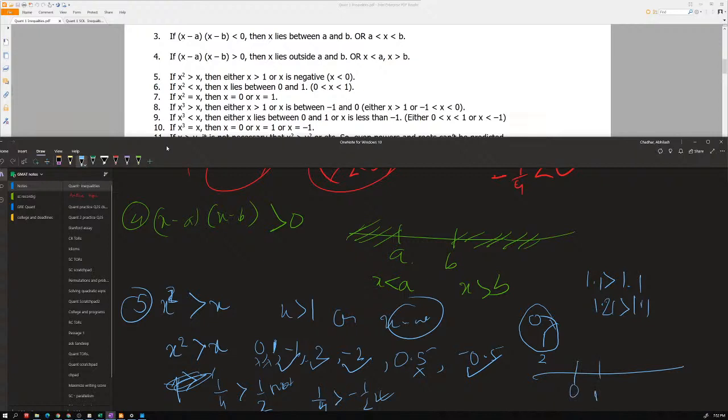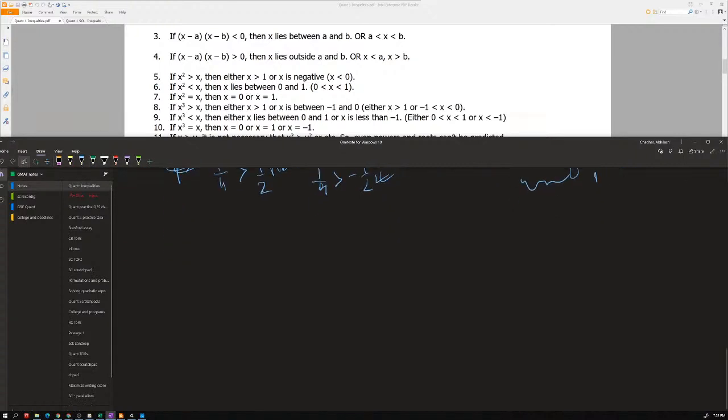So here, this is the range: these are the negative numbers, and this is x greater than 1. You have to remember that if x square is greater than x, then this is the range. You should remember it, or if you don't want to, that's fine, but it is very handy. It actually speeds up the calculations. Let's see number 6. Same thing when x square is less than x. Some things will satisfy, some will not, but the range will be between 0 and 1.